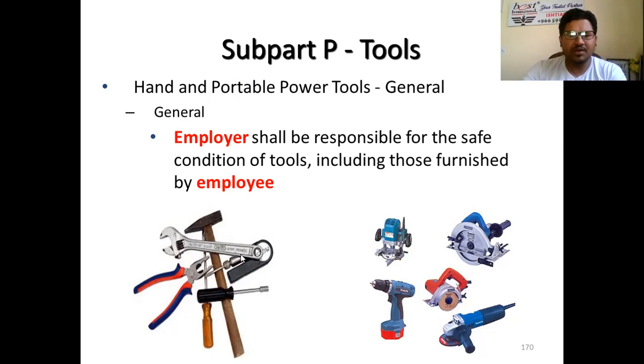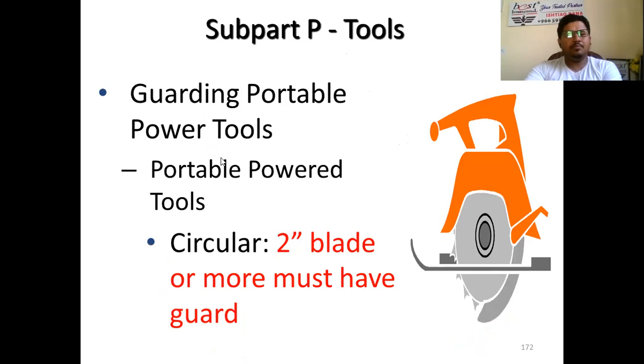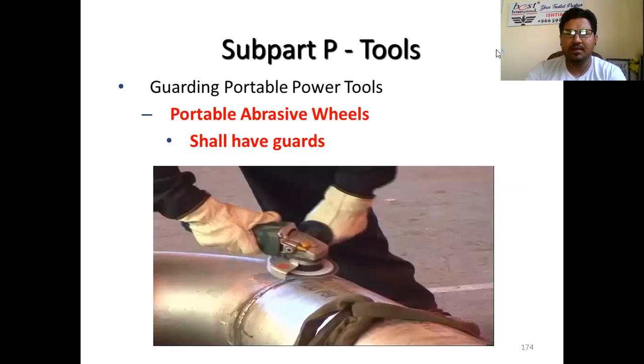So all your tools, make sure, especially related to compressors used for cleaning. A compressor shall not be used for cleaning purposes, except where reduced to less than 30 psi, and then only with effective chip guarding and PPE must be used. Now, guarding portable power tools, like I mentioned, a 2-inch blade or more must have a guard whenever there are portable power tools. Don't use any tools without it. Look at the drills, look at the belt sanders. The guarding is important. All nip points need to be guarded.